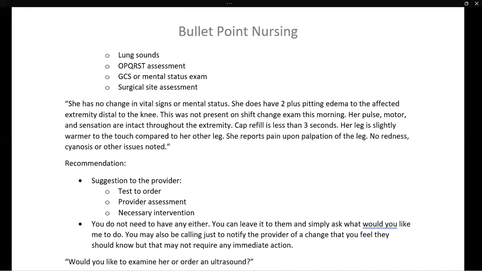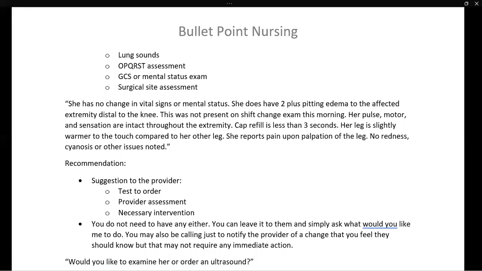Her pulse, motor, and sensation are intact throughout the extremity. Capillary refill is less than 3 seconds. Her leg is slightly warmer to the touch compared to her other leg. This is important information to give to the provider without them having to prompt you and ask for it. The patient reports pain upon palpation of the leg, no redness, cyanosis, or other issues noted. At this point, the provider may have additional questions, or you may have given them all the information they need for them to go on to develop their next step.